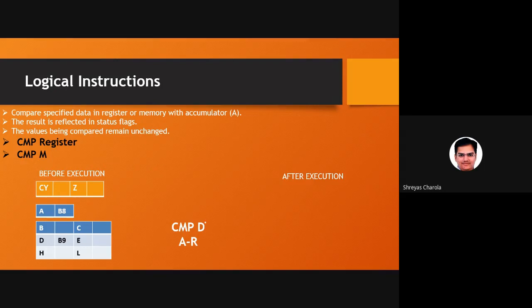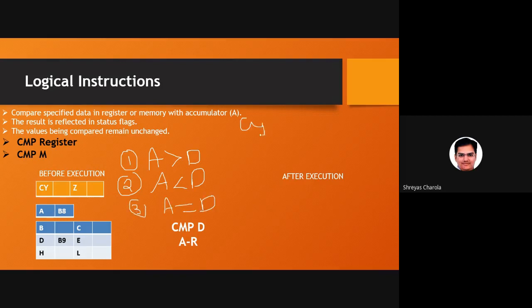Whenever you are comparing any register or any memory location data, it is always compared with the accumulator only. Suppose first I have A greater than D. Here I wrote D, that's the D register; if you write B, it will be B only. Second, it might be possible that A is less than D. It might also be possible that A is equal to D.